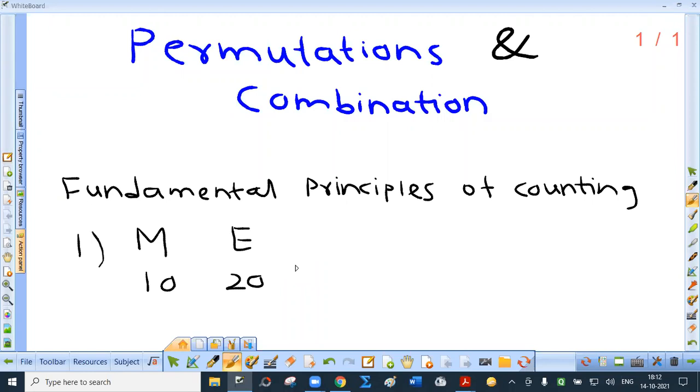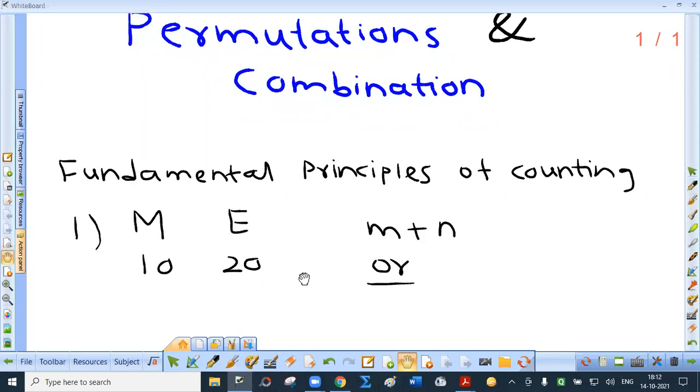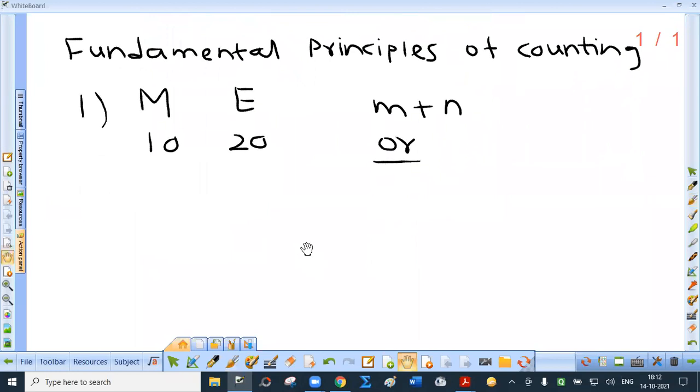So I can say that if one thing can be done in m different ways and another thing can be done in n different ways, then one of the two things, that is either first or second, can be done in how many ways? m plus n different ways. In short, if the word or is used, you have to add the number. You can extend this to number of things. I'll give another example.